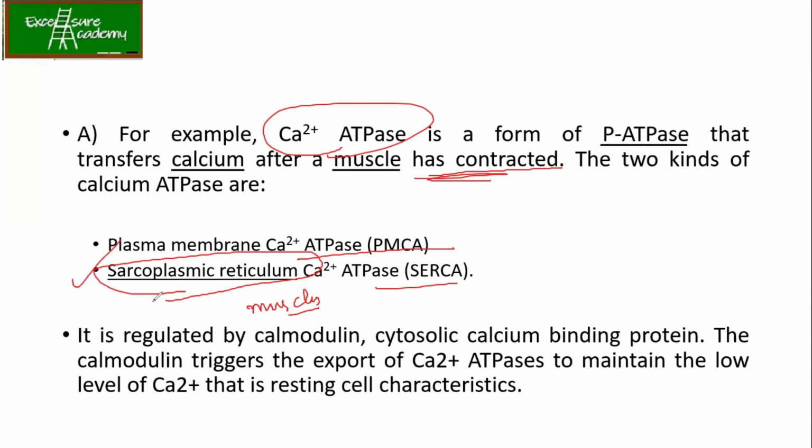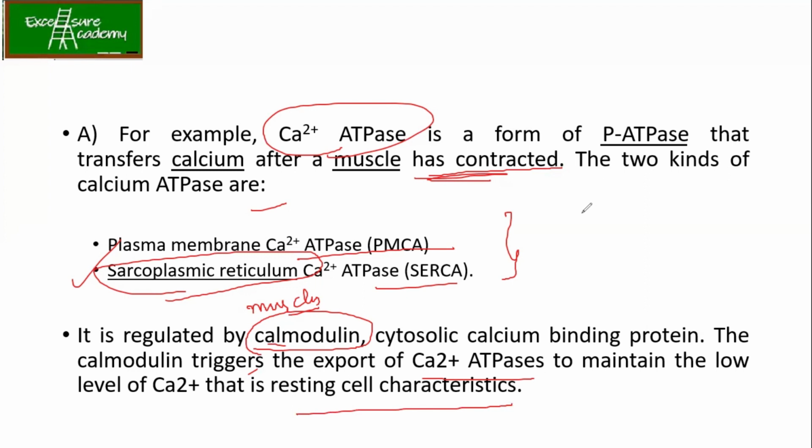No worries. Okay. So once we are talking about the calcium transfer, these are the ATPases which are helping in pumping out the calcium. But the regulation. So when we say regulation, what do we mean? Like who is responsible for checking the concentrations of the calcium inside the cytoplasm or outside the cytoplasm? It is these calcium binding proteins called calmodulin. Okay, please remember this is calcium binding calmodulin proteins. So the cytosolic calcium binding protein, the calmodulin, triggers the export of the calcium 2 plus ATPase to maintain the low concentration of calcium that is in the resting cell characteristics.